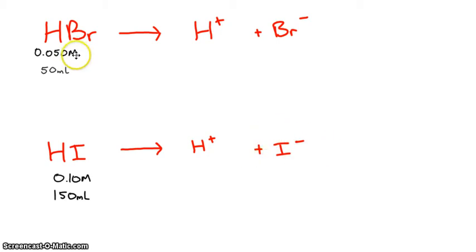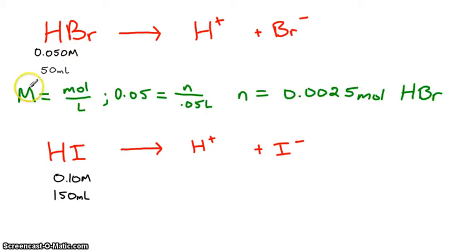Since we are given the molarity and the volume of both HBr and HI, we need to convert that to moles of each chemical. Molarity equals moles per liter. The problem tells us we have a 0.05 molar solution of HBr. We want to calculate moles. We are told we have 50 milliliters, converting that to liters, 0.05 liters, solving for n. The number of moles we have in this solution is 0.0025 moles of HBr.